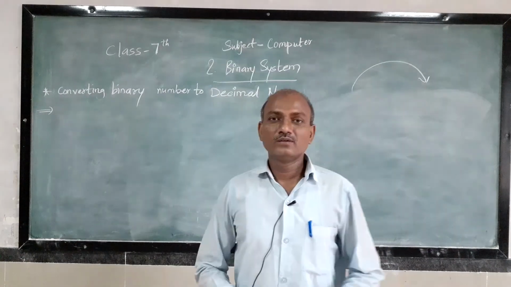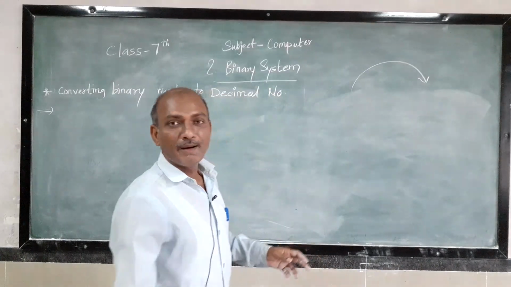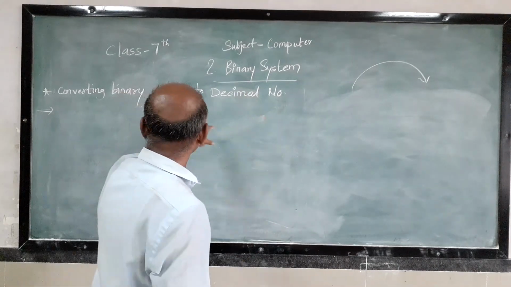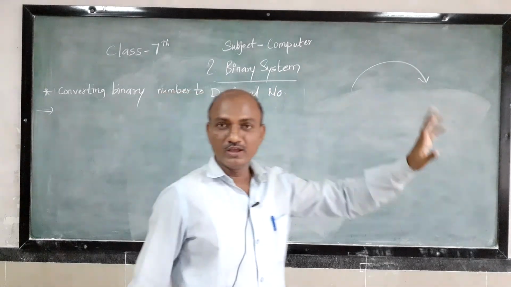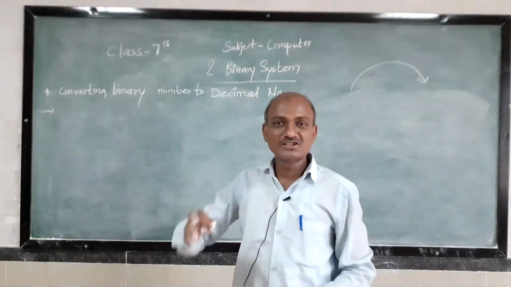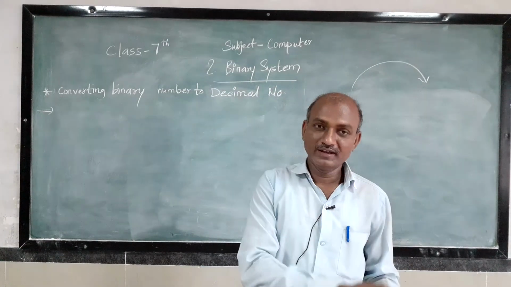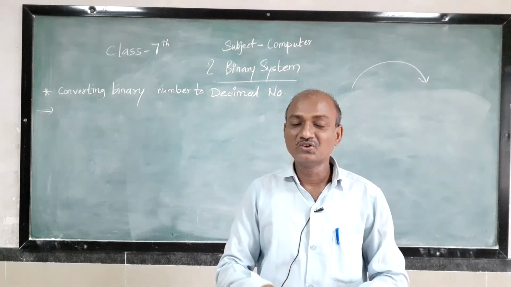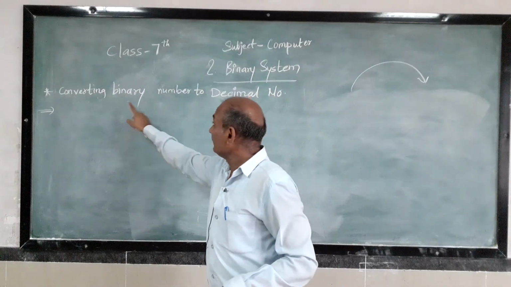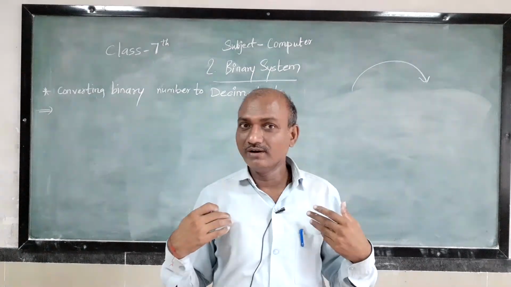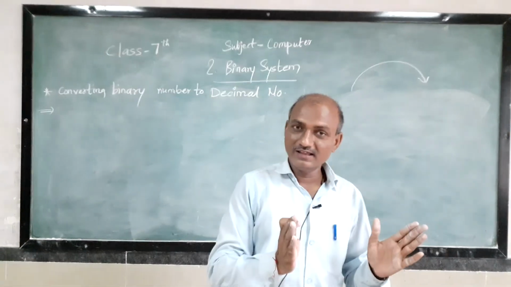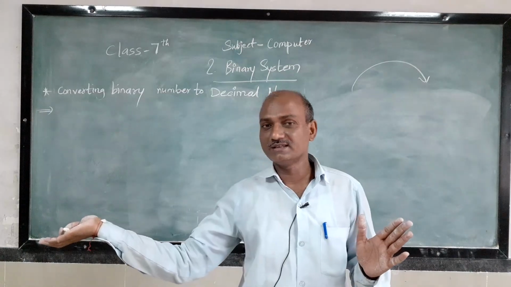So, welcome again to the second part of chapter two, converting binary numbers to decimal numbers. In the last session we studied binary to decimal. Now, in this session, we are going to learn converting a binary number to a decimal number, meaning we are given a binary number and we have to convert it into a decimal number.